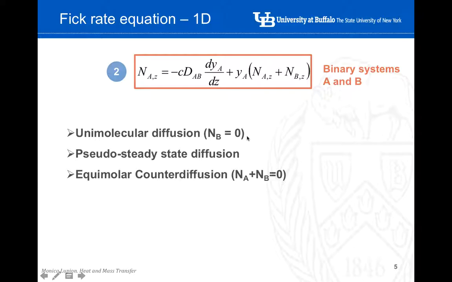There are three different cases that I mentioned at the beginning of the presentation. One is unimolecular diffusion, or when we don't have any molar flux of the element B, and I'll tell you more in a minute. The pseudo steady state diffusion and the equimolar counter diffusion, which is equivalent to saying that the molar flux of A plus the molar flux of B is equal to 0. Again, I will show you more examples of this so you can really understand the different concepts.